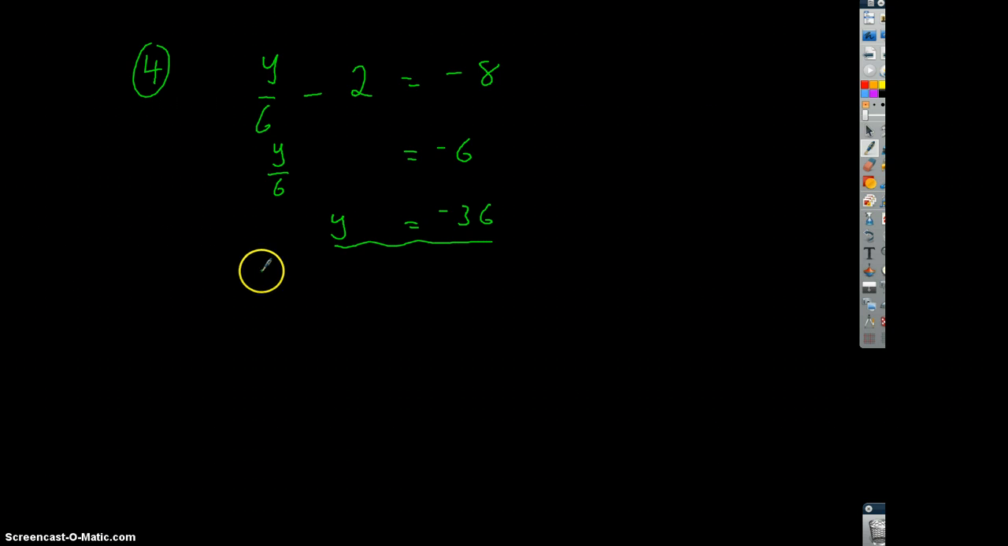Okay, let's check that out. Negative 36 over 6 minus 2. Negative 36 divided by 6 is negative 6 minus 2. Again, imagine being 6 meters underwater and you go 2 meters further down, then you would be 8 meters underwater, the negative representing under the water.